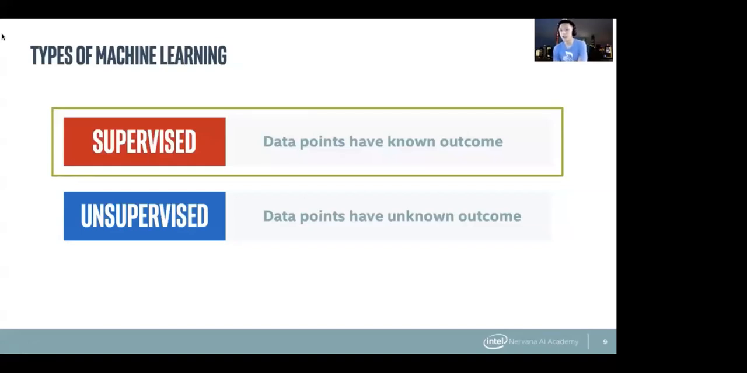Now, machine learning can generally be split up into two parts. You can have this thing called supervised learning and unsupervised learning. Supervised learning is when your data points have a known outcome, and unsupervised learning is when your data points have an unknown outcome. Now, this in itself is not a very good definition, so let's try to understand this by looking at some examples. Well, actually, for now, we're just going to focus on supervised learning, where the data points have a known outcome. And you'll start to see what I mean.